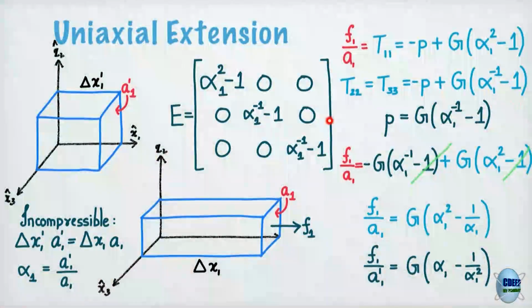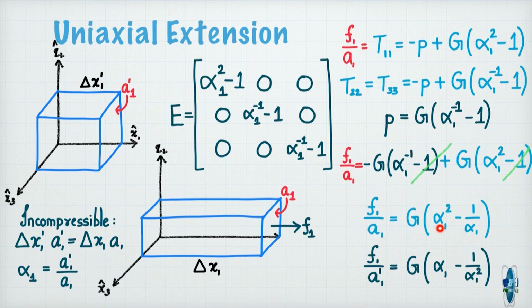So, if we do that, we get the expression for P, which can be substituted back in T11, and then you get an overall expression for F, which says that F by A is equal to G, you can just rearrange this, G times alpha 1 square minus 1 by alpha 1.